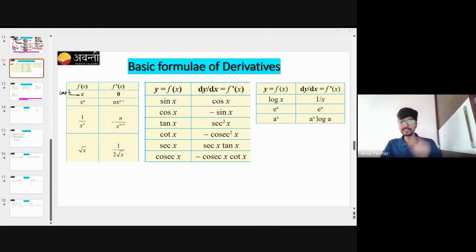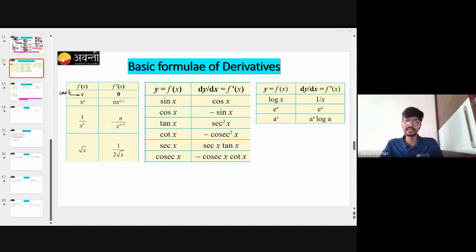Here are the trigonometric functions. In trigonometry, we have six functions: sine, cos, tan, cot, sec, and cosec. Each of the derivatives is written here, denoted by f dash of x. The derivative of sine x is cos x. The derivative of cos x is minus sine x. The derivative of tan x is sec square x. The derivative of cosec x is minus cosec x cot x.